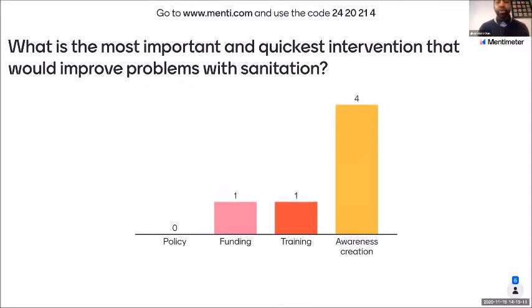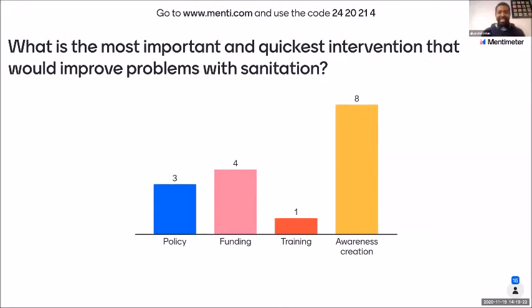So let's see how we do in terms of ranking. For a quick intervention in the health sector, what do you think? So awareness seems to be gaining ground. Let's see. So awareness 7 already. That's interesting. So we have, yes, policy is getting ground. So funding is getting ground. So training seems to be the least at the moment, which I found very interesting. So awareness creation. Okay. Policy. So we keep going.